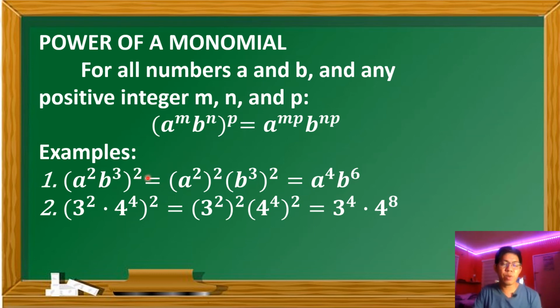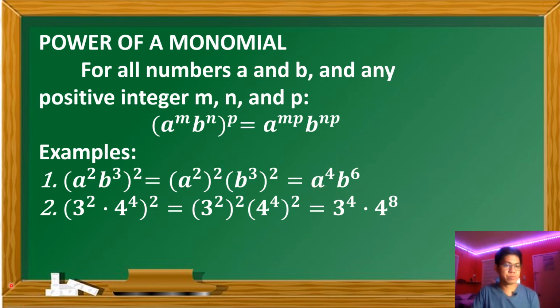Number 1, the square of the quantity A squared B cubed is equal to the square of A squared times the square of B cubed. And the square of A squared is equivalent to A raised to the fourth. Di ba? Kinopya yung A, then minultiply lang yung 2, which is 2 times 2, 4. Tapos dito, kinopya yung B, tapos minultiply lang yung exponent. 3 times 2, we have 6. So therefore, it is equivalent to A to the fourth, B to the sixth power.